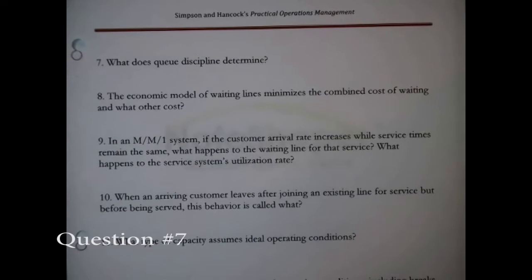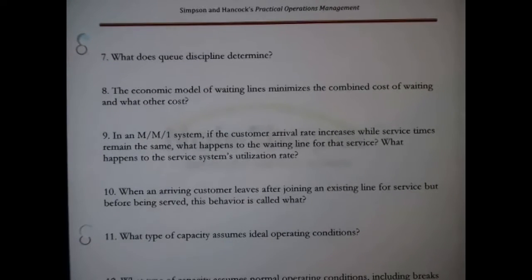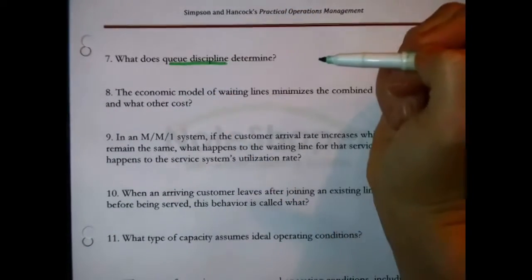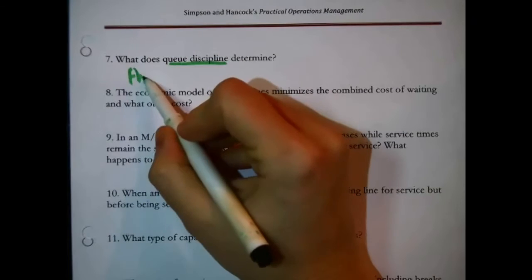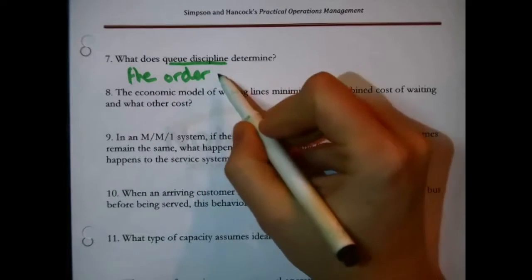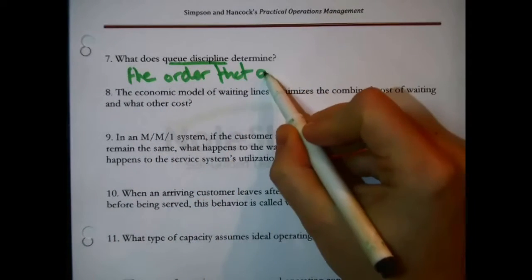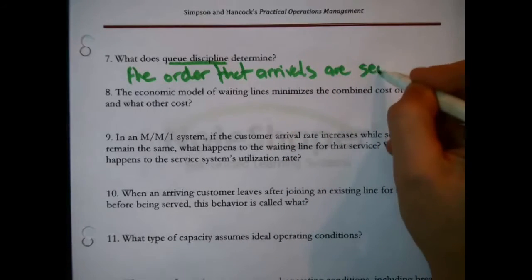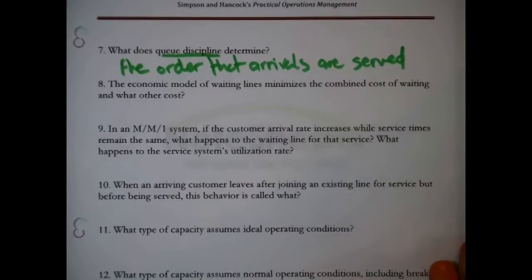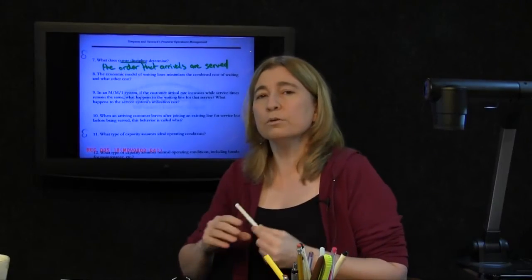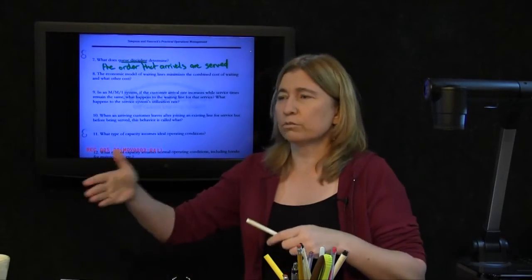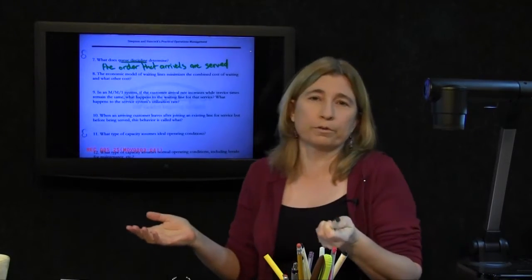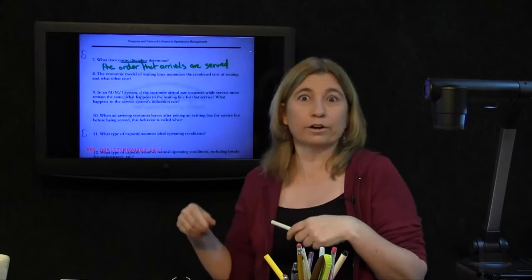What does queue discipline determine? Okay, that is an important vocabulary term. Queue discipline determines the order that arrivals are served. The most familiar queue discipline rule, because it will be a rule for placing things in order, the most familiar queue discipline rule to us is first come, first served. I'm served first because I arrived first.